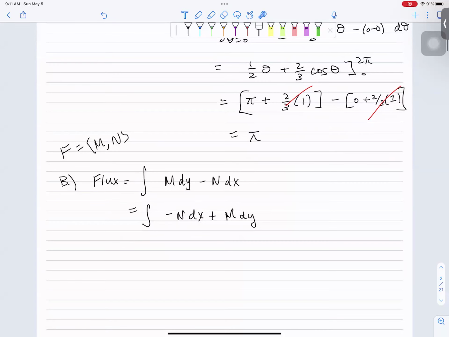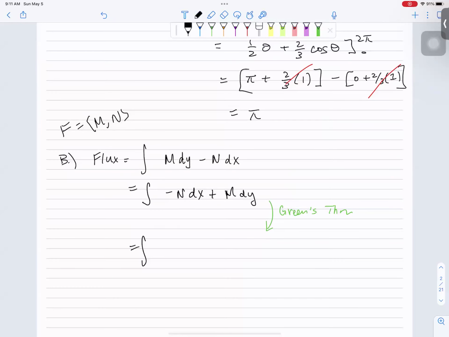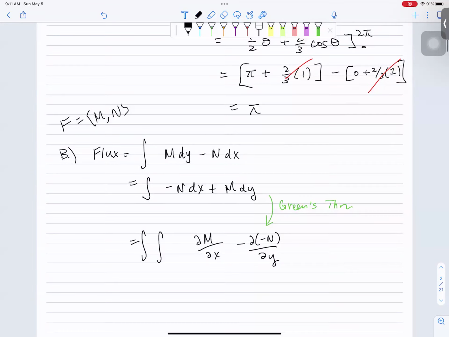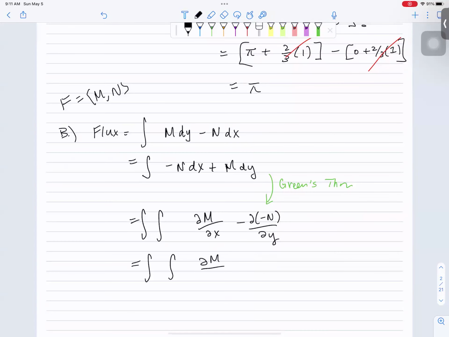What does Green's theorem say? Green's theorem says that this is equivalent to the double integral of the partial of whatever's in front of dy with respect to x, minus the partial of whatever's in front of the dx term, which is negative n, with respect to y. And so we get the double integral of partial m with respect to x plus partial n with respect to y. If you look at my notes from this Green's theorem week, you'll see that the Green's theorem version of flux says exactly this.